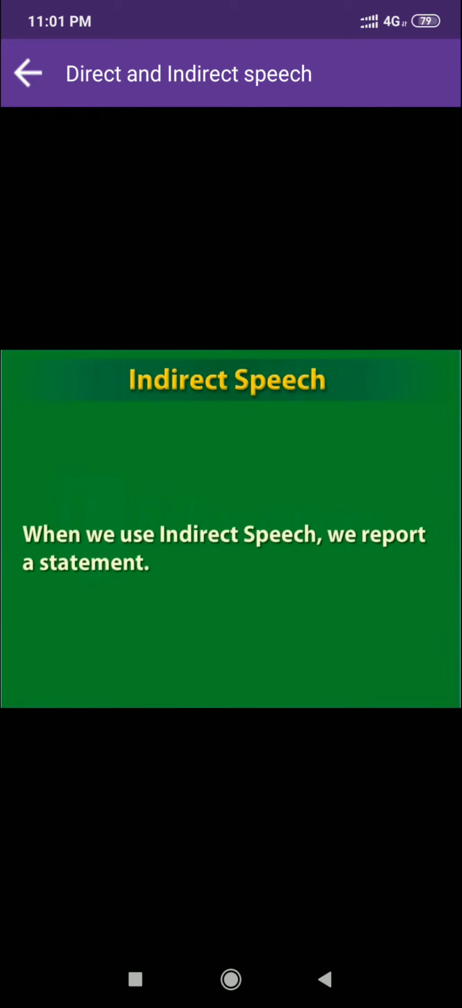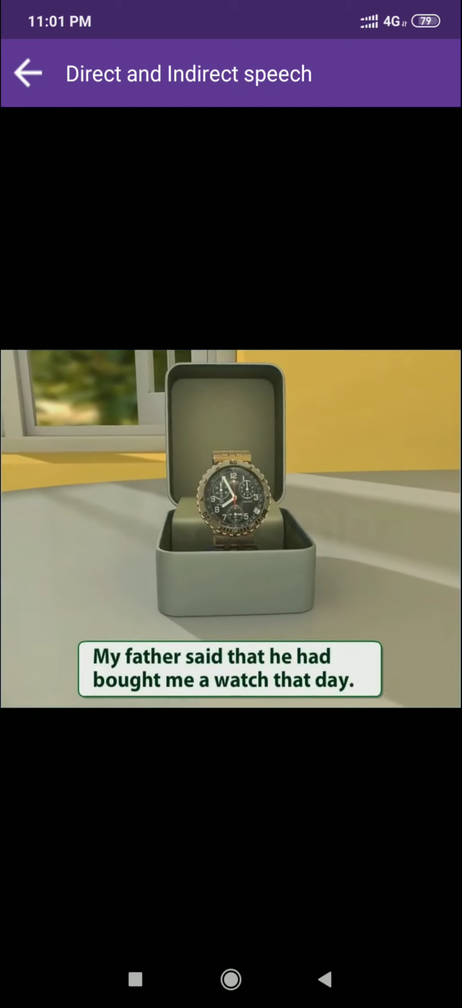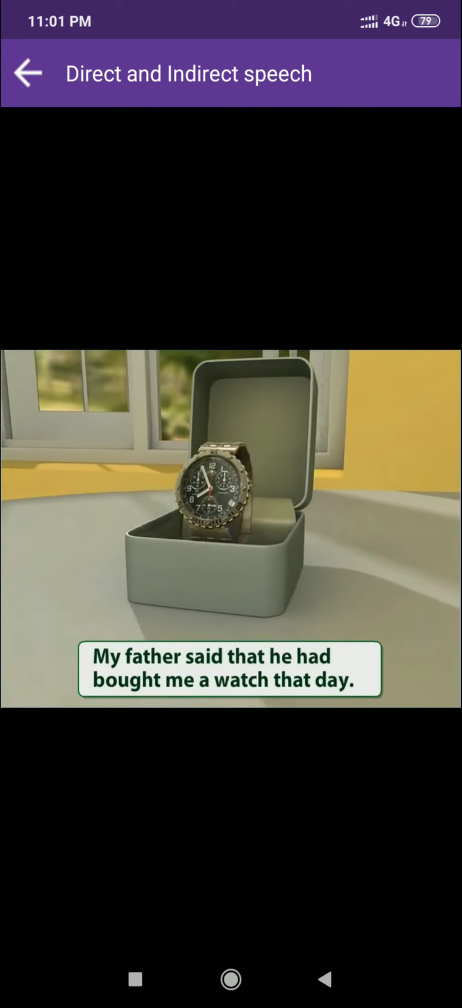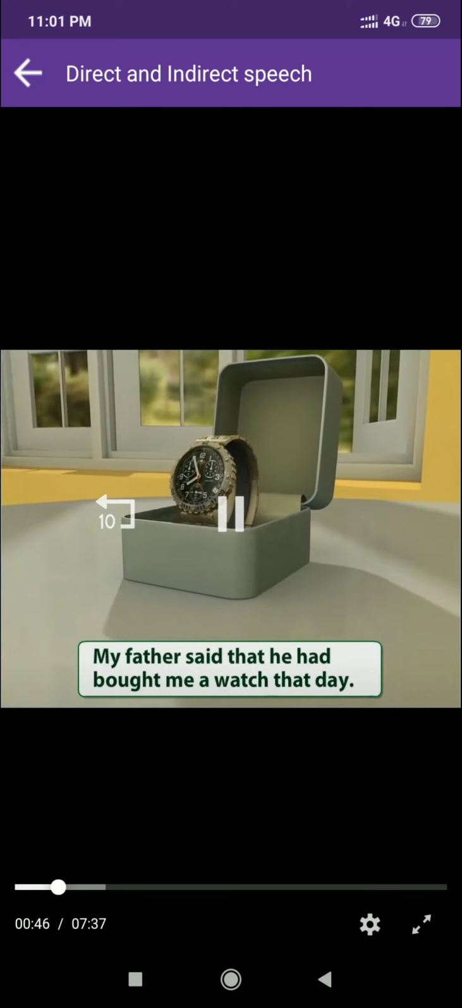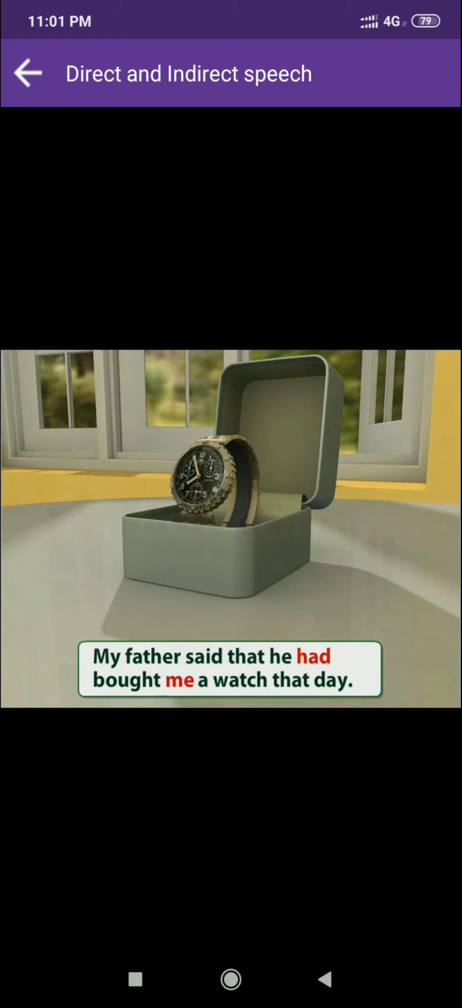Indirect speech. When we use indirect speech, we report a statement. My father said that he had bought me a watch that day. We have altered the tense, the pronoun, and the adverb of time in this sentence.